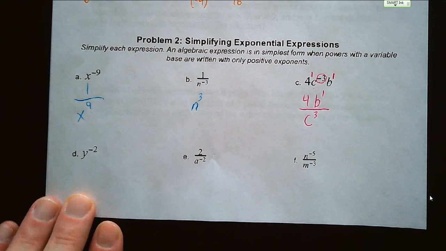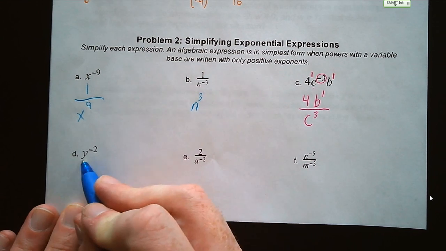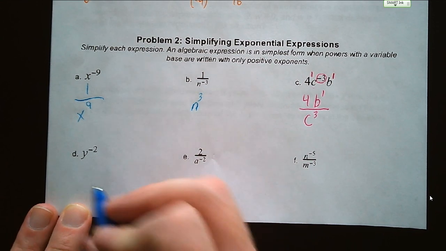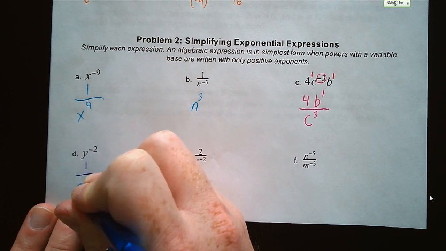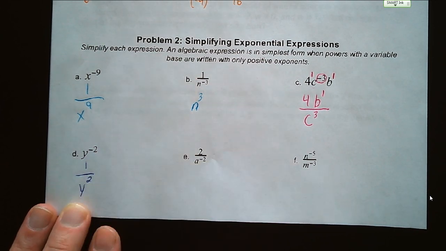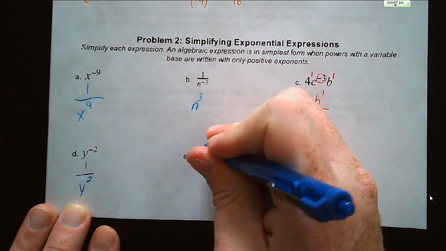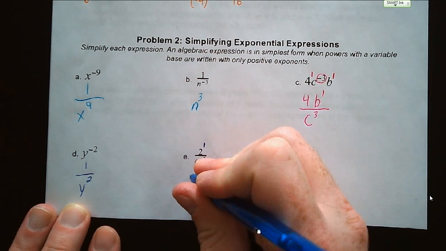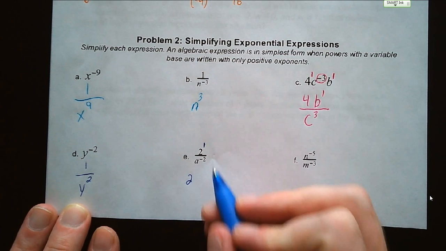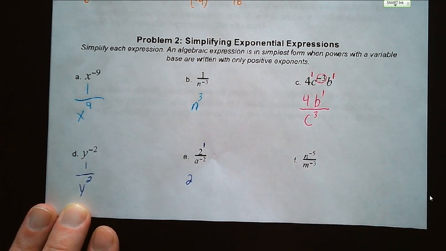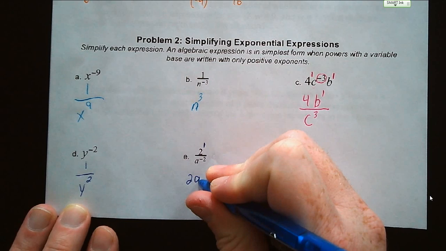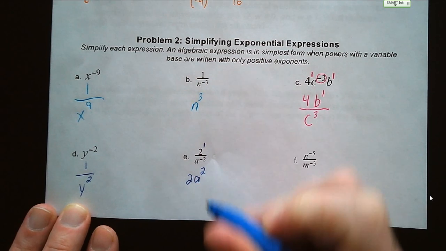So letter D, we have y to the negative 2 power. So we rewrite that as 1 over y squared. Letter E, 2 is to the first power, so that remains in our numerator. a is to the negative second power, so it's going to bring it up to the numerator. So it'll be 2a squared.